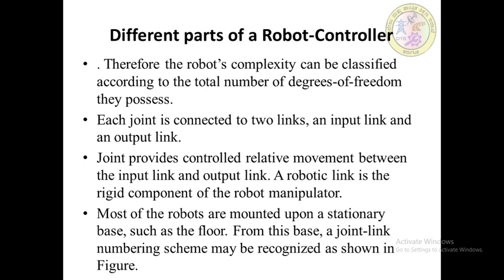The robotic link is a rigid component of a robot manufacture. It has to be a rigid link, but it must be a resistant link. It has to undergo some deformation, so it has some capability of flexibility for handling such material. Most of the robots are mounted upon a stationary base, such as a floor, or some base has to be provided. From that base, the joint link numbering scheme may be recognized as shown in the next slide.